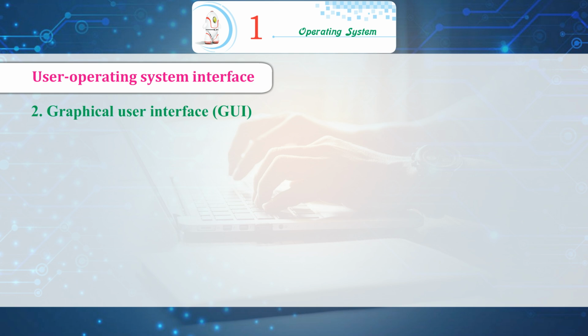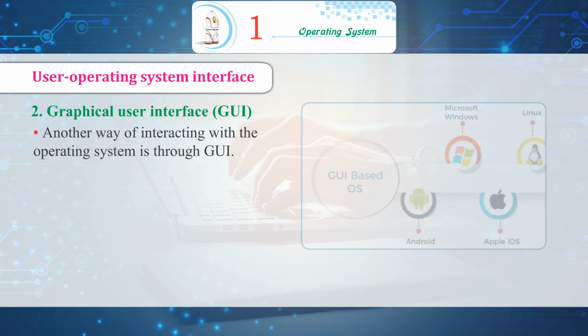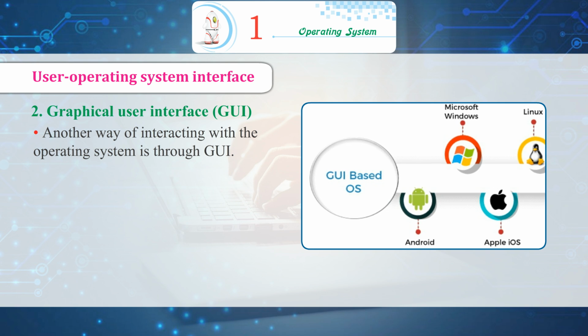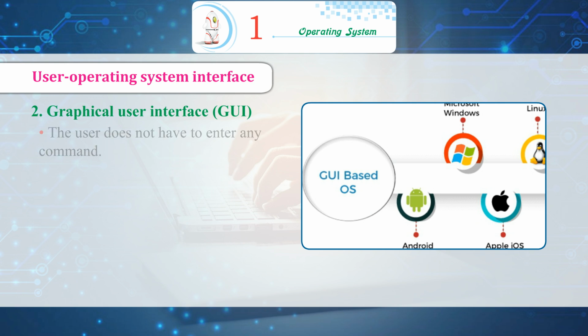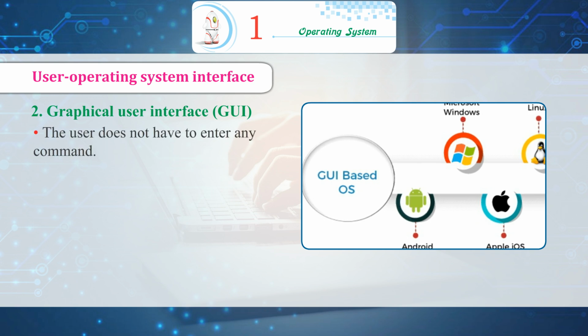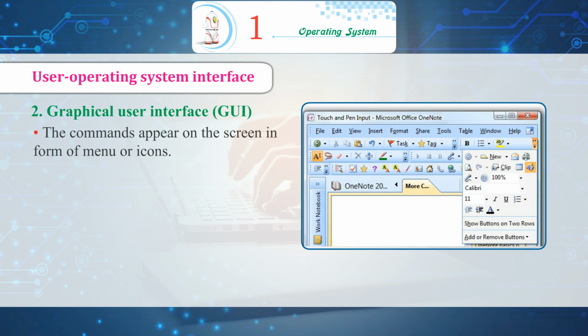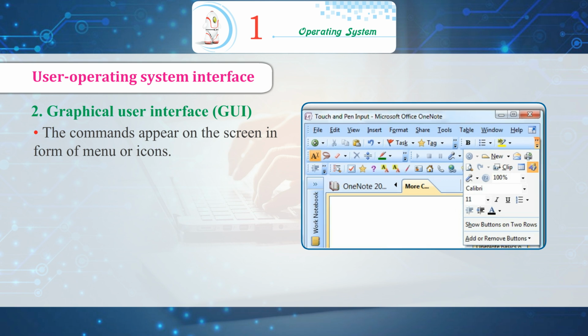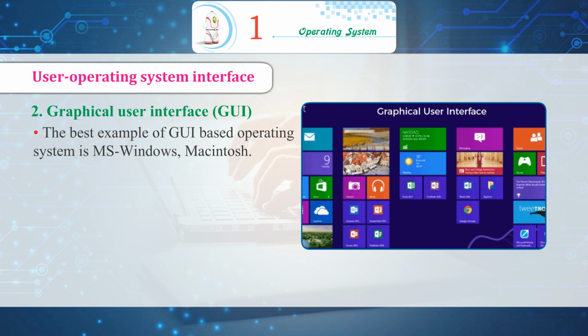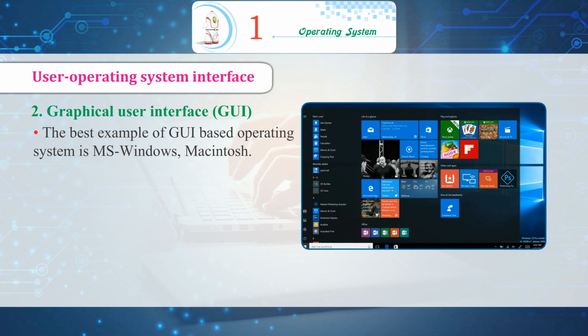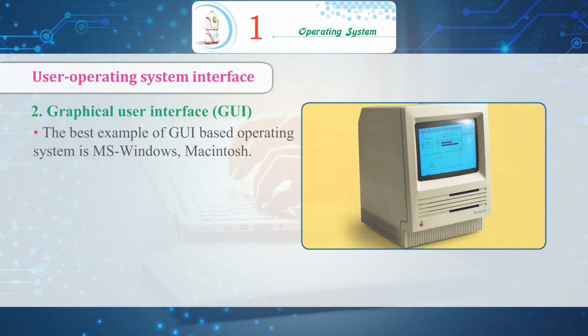2. Graphical User Interface, GUI. Another way of interacting with the operating system is through GUI. It is a user-friendly interface and so the most preferred and liked one. The user does not have to enter any command. The commands appear on the screen in the form of menus or icons. The best examples of GUI-based operating systems are MS Windows and Macintosh.